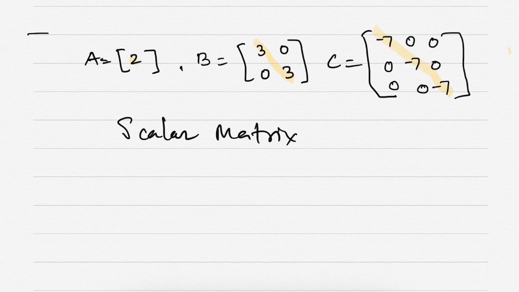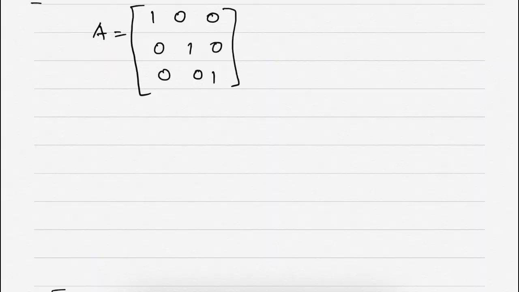The first condition is that the matrix should be a diagonal matrix. What is a diagonal matrix? A diagonal matrix is one in which all elements should be 0 except the diagonal elements. And what is a scalar matrix? A scalar matrix is a diagonal matrix in which all diagonal elements are equal. Now consider this matrix. What is the specialty of this matrix? This is a square matrix. It has 3 rows and 3 columns.